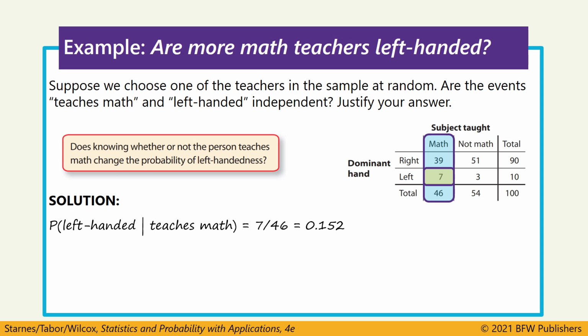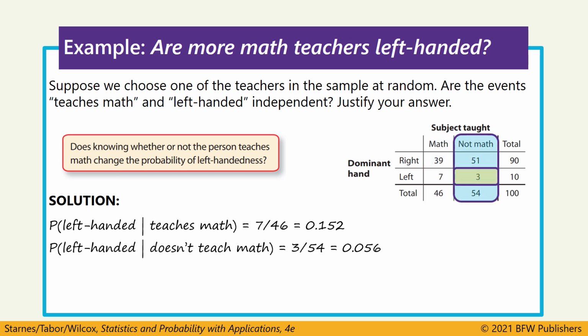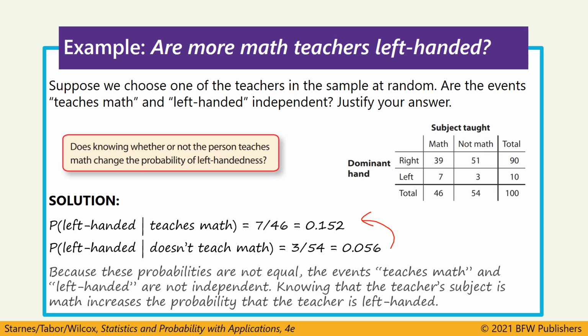Now let's change that condition, and let's say we know that they're not a math teacher. They teach English or history or science. In that case, there's 54 teachers, 3 of which are left-handed, or just about 5.5%. These percentages are different. In fact, the math teachers are almost 3 times as likely to be left-handed. So these are not independent events. If we know a teacher teaches math, we know that they're more likely to be left-handed.